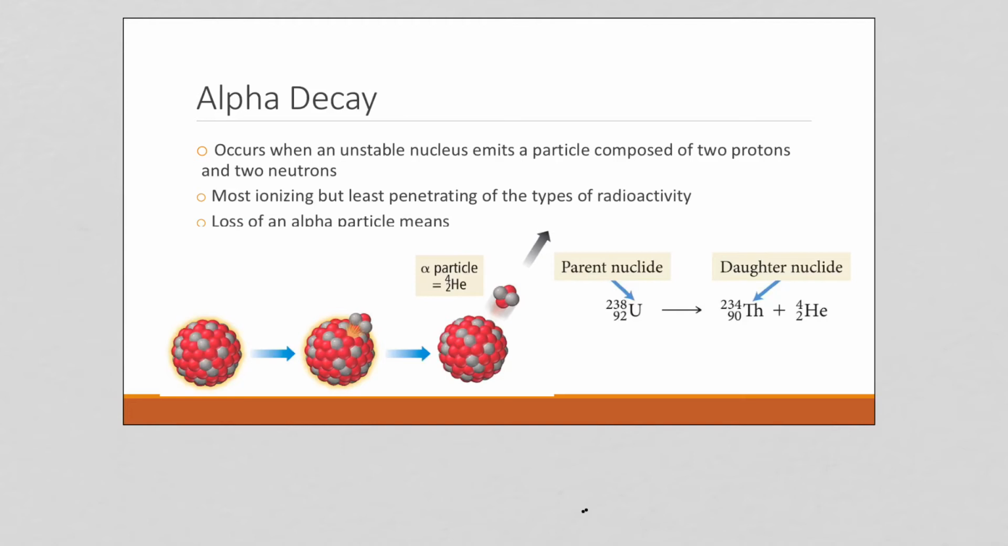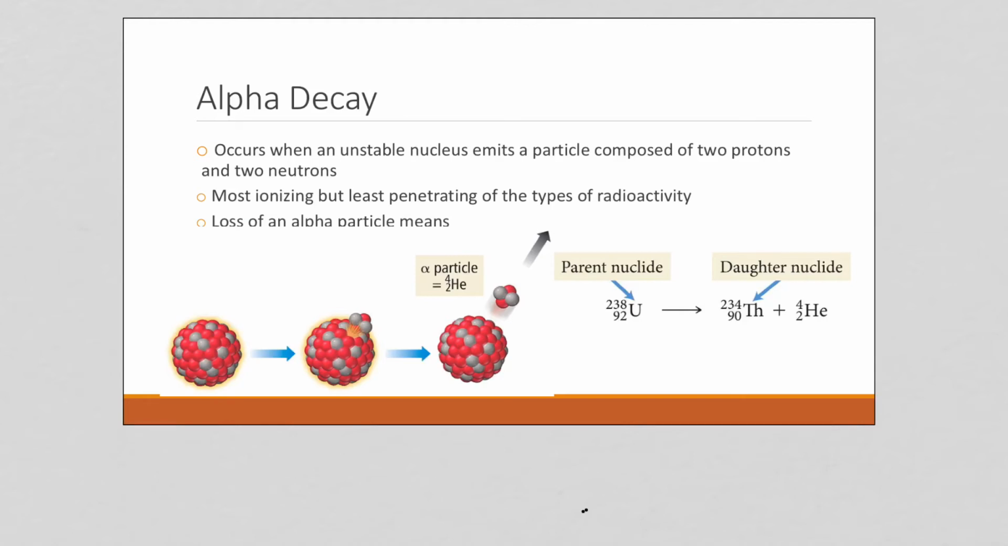We'll first look at alpha decay. Alpha decay occurs when an unstable nucleus emits one of these large alpha particles composed of 2 protons and 2 neutrons. Typically, alpha decay occurs in very large nuclei, because alpha decay is the most efficient way to lose mass from the nucleus, since we're losing a mass of 4. So we'll see alpha decay in typically very large nuclei.